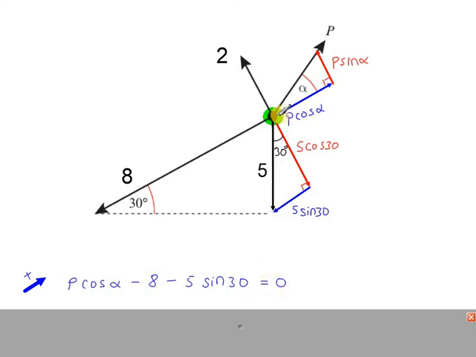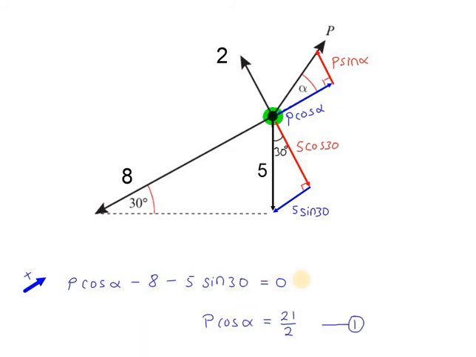The particle is at rest. The resultant force in any direction will be 0. So we rearrange to get P cos alpha equals 21 over 2. This is equation 1.